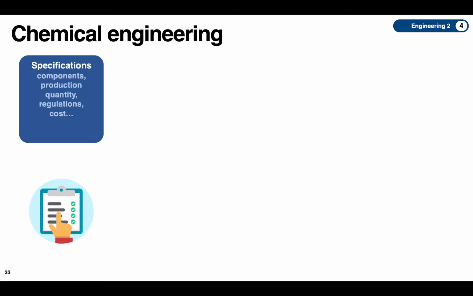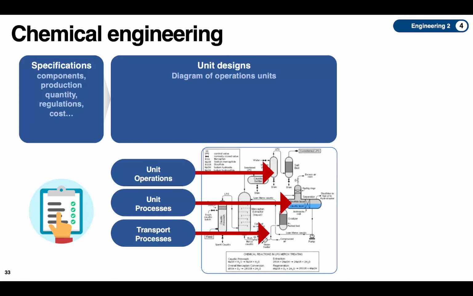And then based upon that, they will design the blueprint for the production as a succession of 3 types of modules. You have unit operations and unit processes, where specific steps are performed, such as filtration, drying, oxidation, etc.